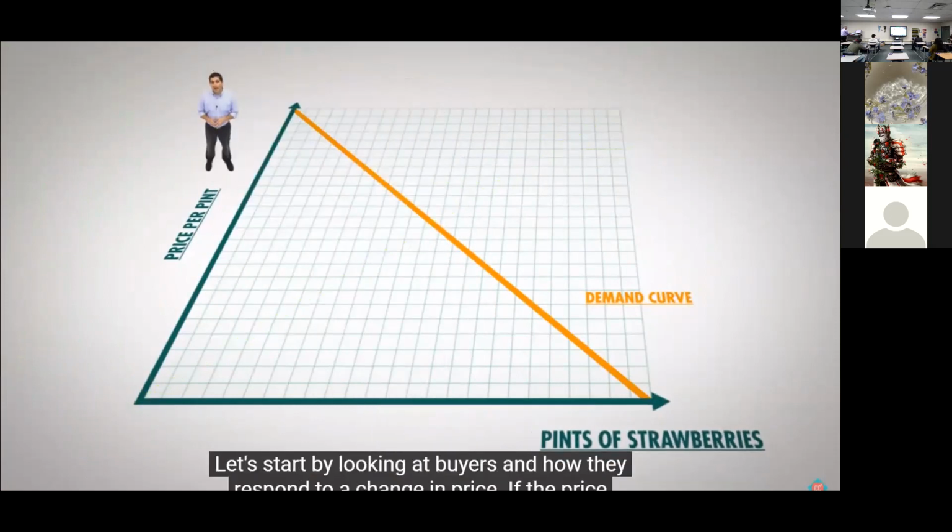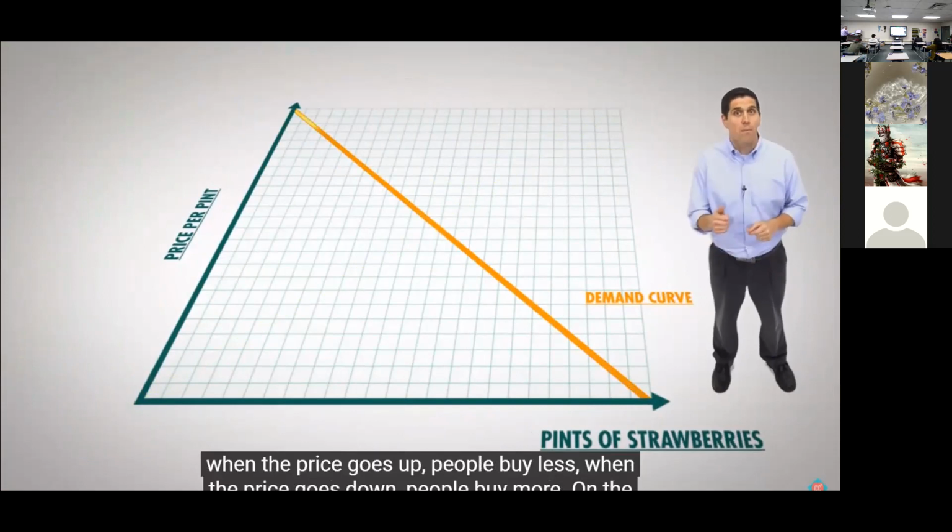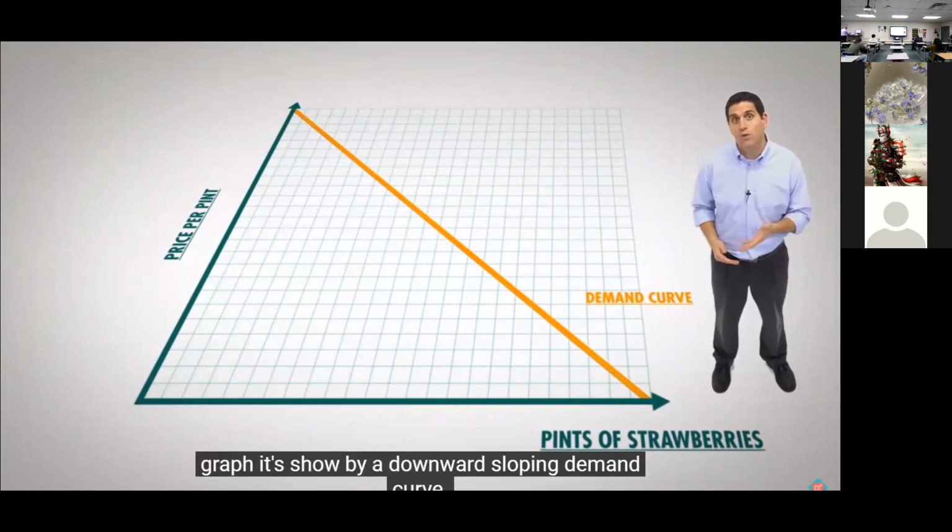Let's start by looking at buyers and how they respond to a change in price. If the price goes up for strawberries, then some buyers will go buy blueberries or will go on that all bacon diet. The point is they're going to buy less strawberries. And if the price goes down for strawberries, then people are going to buy more. This is called the law of demand. When the price goes up, people buy less. When the price goes down, people buy more. On the graph, it's shown by a downward sloping demand curve.